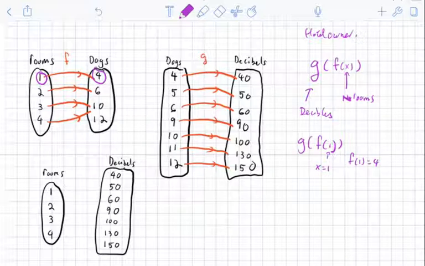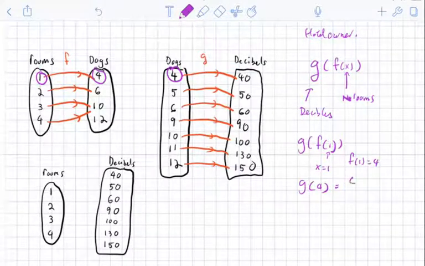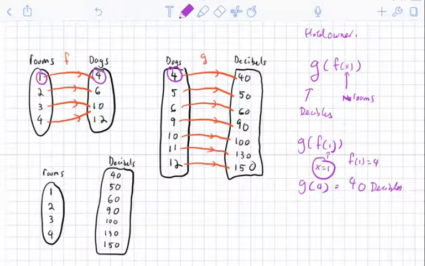And then I can evaluate for 4 dogs, that corresponds to 40 decibels. So for one room, you get 40 decibels. One room, 40 decibels. And what we're going to do is repeat this for a bunch of them. I'm going to do the next one, and then you can do the last 2.